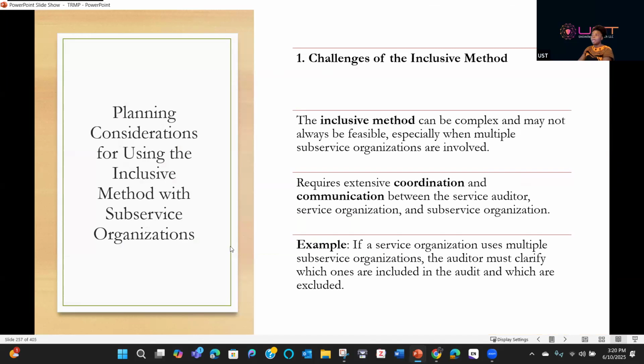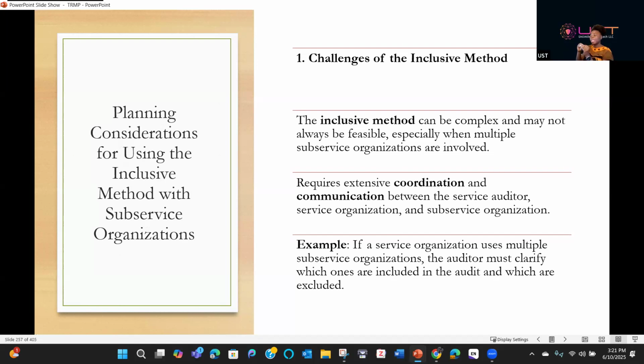But let's look at planning considerations for using the inclusive method with sub-service organizations. Remember, we covered this already previously when we started. We'll talk about complexity and all those things. But what are some of the challenges? The inclusive method can be complex and may not always be feasible, especially when multiple service organizations are involved. It requires extensive coordination and communication between the service auditor, the service organization, as well as the sub-service organization, like three parties talking together. So if a service organization uses multiple sub-service organizations, the auditor must clarify which ones are included in the audit and which are excluded.